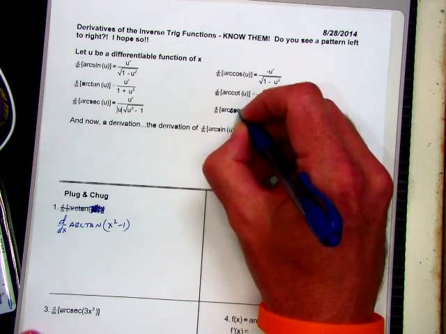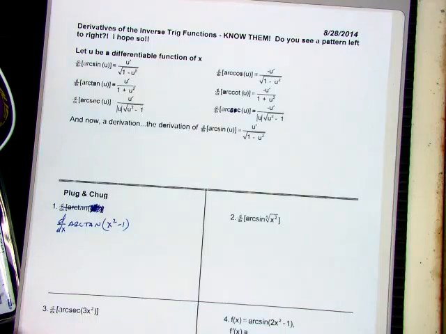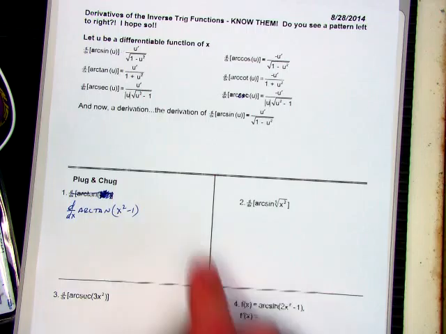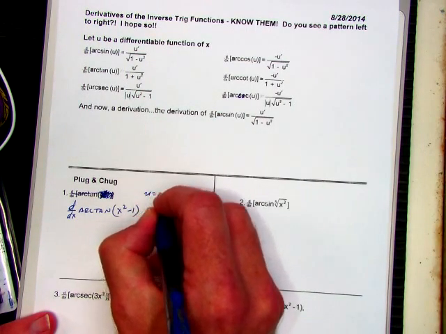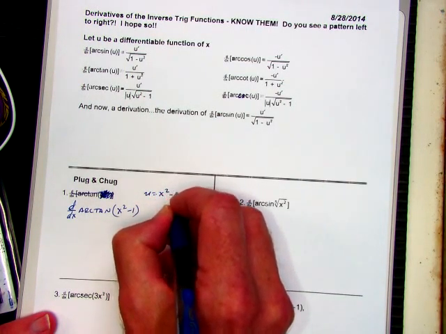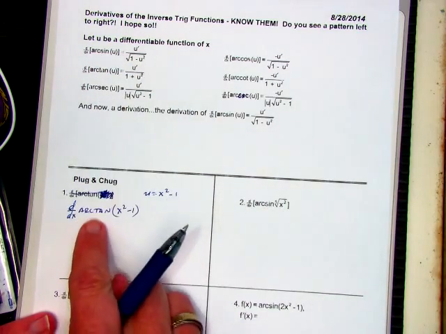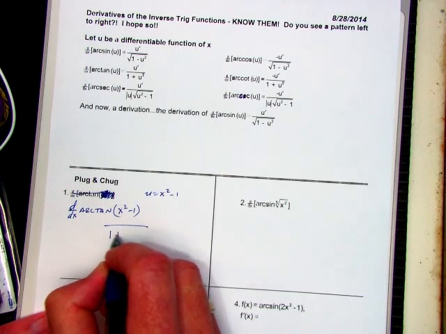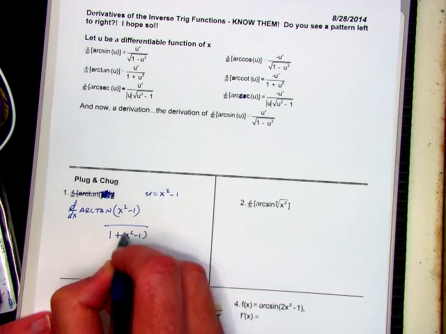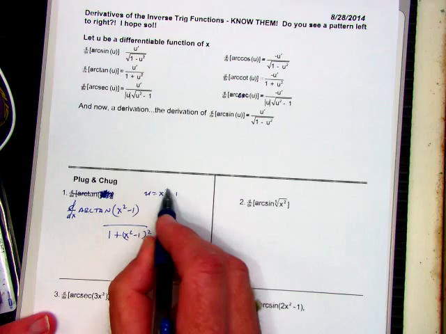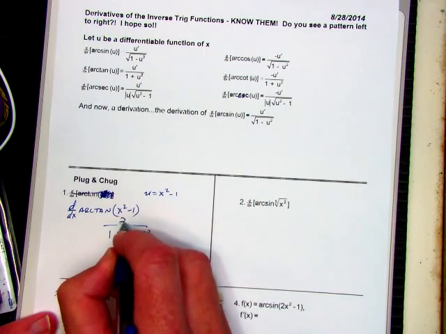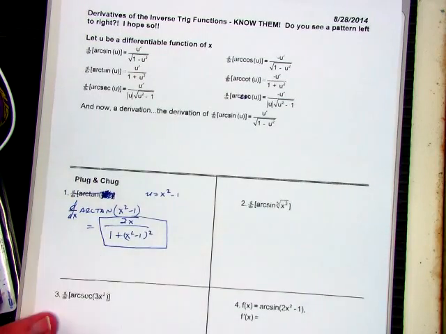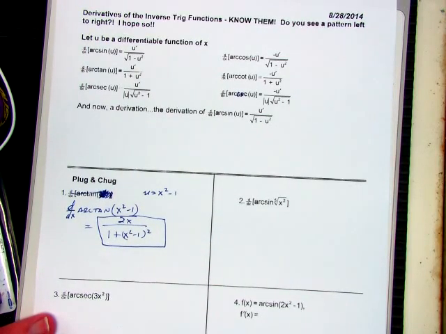All right. So we're going to go down and just plug and chug these. I did have to make a change on this one. In this case, u is equal to the argument, which is x squared minus 1. So since it's an arc tangent, on the bottom is going to be 1 plus (x squared minus 1) squared. And then the derivative of this is 2x. So that is your derivative. It's basically plug and chug.